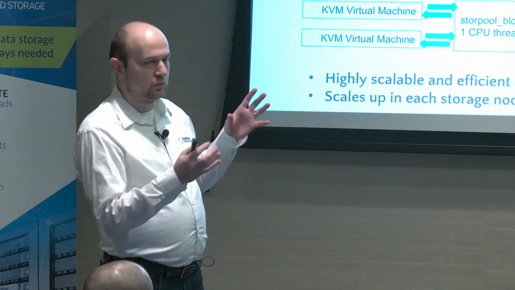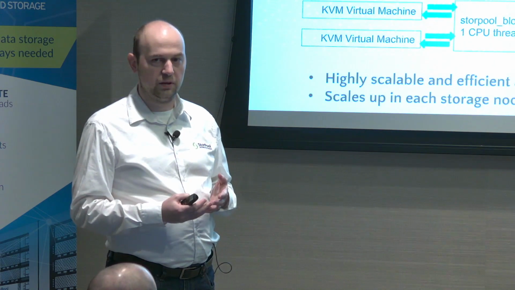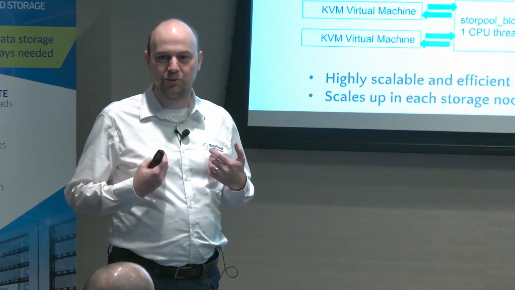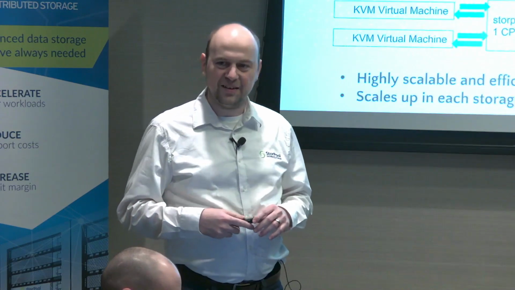Two of these, so one whole CPU core can push 500,000 miles. Right. So why does the client do more than the server? Because the client has less work to do. It doesn't have this metadata stuff. Right.